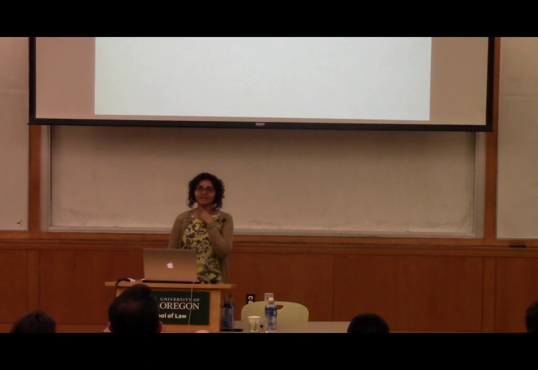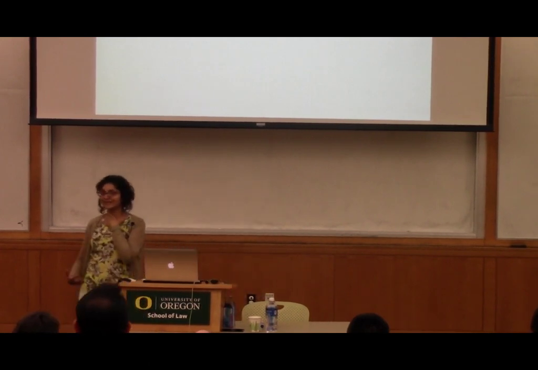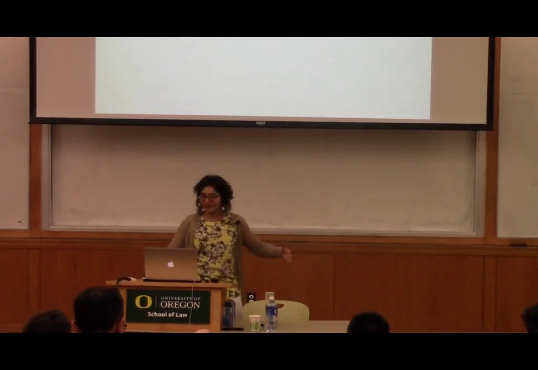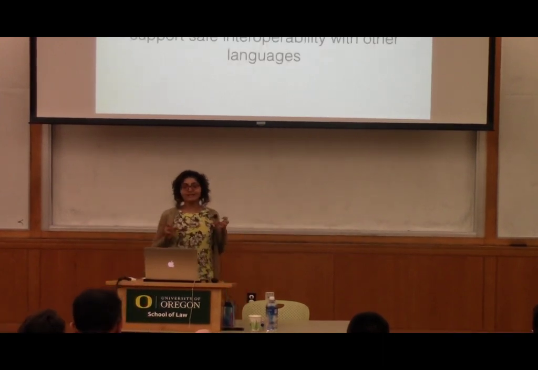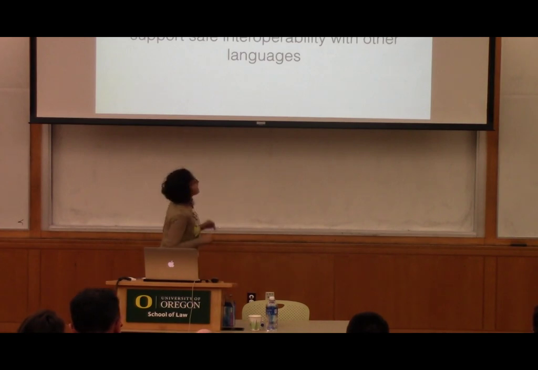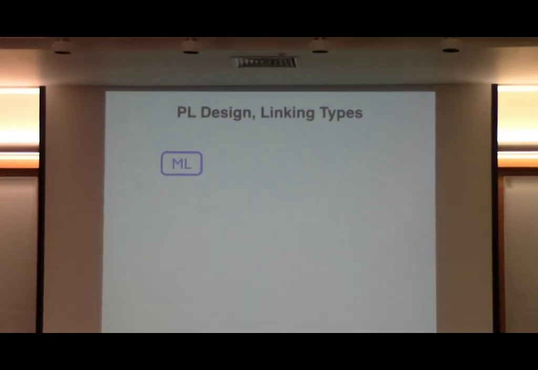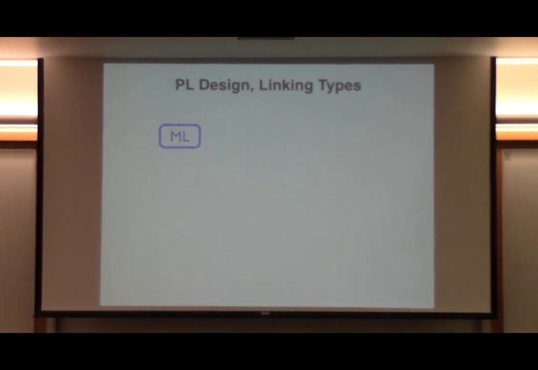It would be nice if we could rethink PL design in some way to take linking into account, okay? Whether we do it with linking types or whatever else you want to call it, but some way of talking about linking so that we don't have to design these massive escape hatches. We can design more principled escape hatches that support safe interoperability between languages. Okay, I'm going to talk through a few scenarios of mixing languages and what you might want to do if you design a linking type extension.